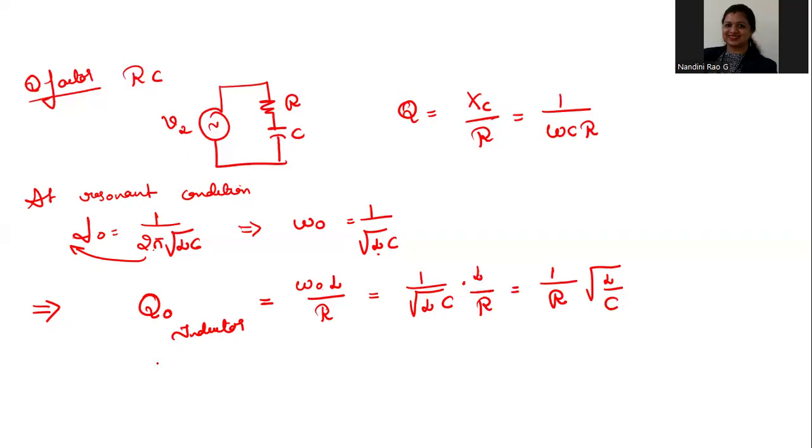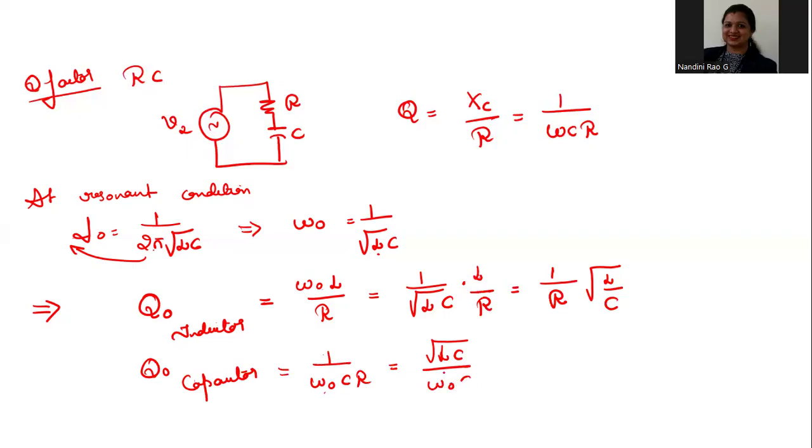Okay. Similarly, if I want to write Q naught for what? Capacitor. When I write capacitor or inductor, please remember there is a resistor involved. Okay. I'm not simply writing for one element alone. So this is given by 1 by omega naught CR. Again, I will write omega naught. 1 by omega naught is 1 by 1 by root LC. So that I'm writing here.